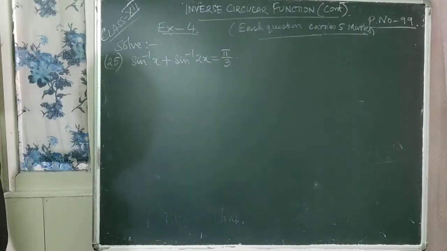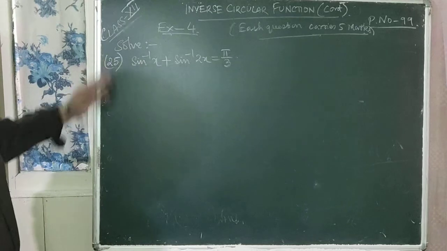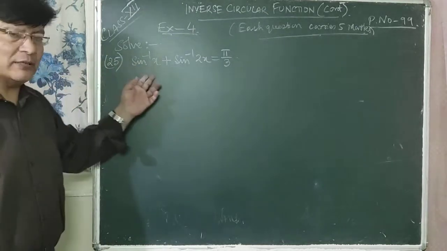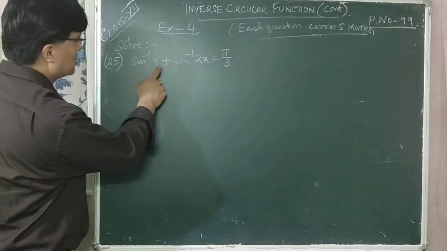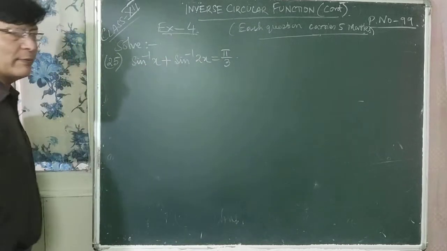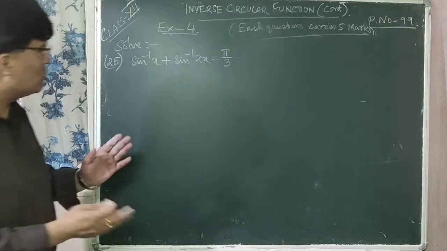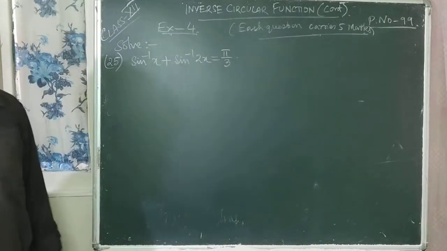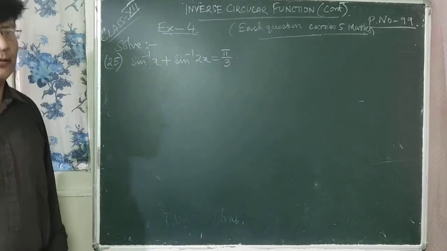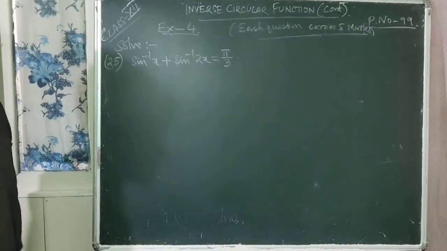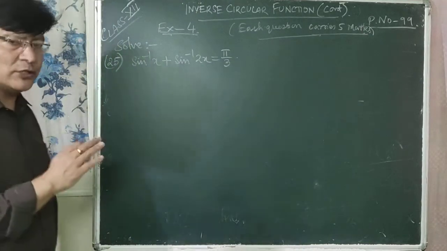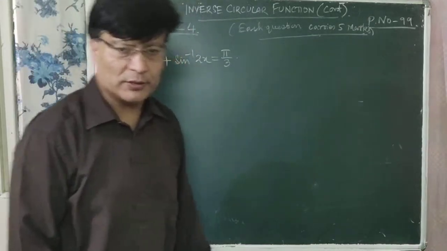So now let's do question number 25. You have to solve it again. You have to get the value for x. The question is, what is the equation given? Sin inverse x plus sin inverse 2x is equal to pi by 3. So don't use the formula on the left hand side. Don't use sin inverse x plus sin inverse y. There is an easier way to solve it. Okay? So there is an easier way to solve this equation, right?